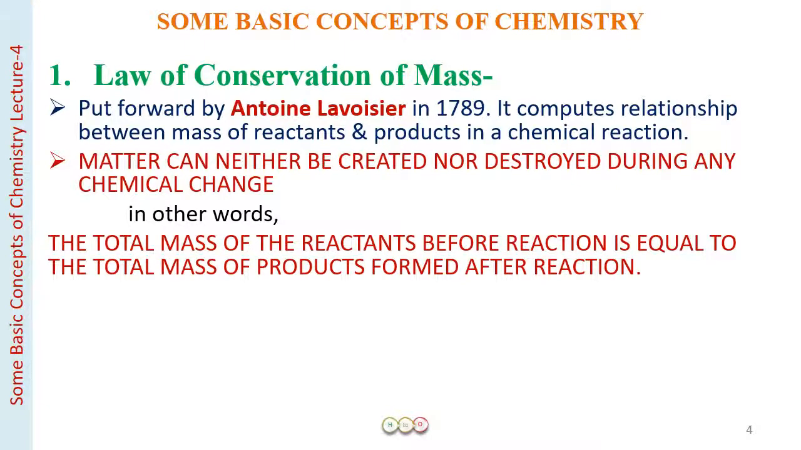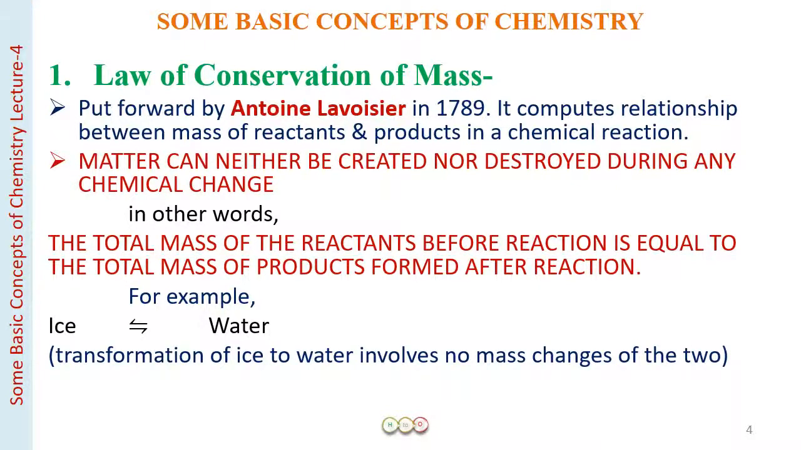Fine. For example, we can understand this by the conversion of ice into water. When we convert ice into water, there is no mass change. For example, if you take 5 grams of ice, melt it down to water and weigh the mass of water, it is also going to be 5 grams. So there is no mass change. This is a physical change. You can even understand this with a chemical change also. That is also going to be exactly the same. If you weigh the reactants and then after the completion of the reaction weigh the mass of the products, that is going to be the same.